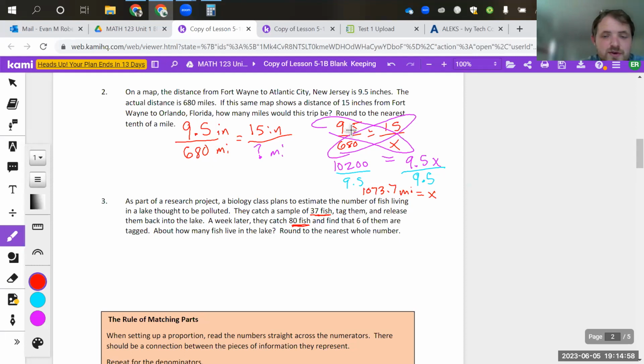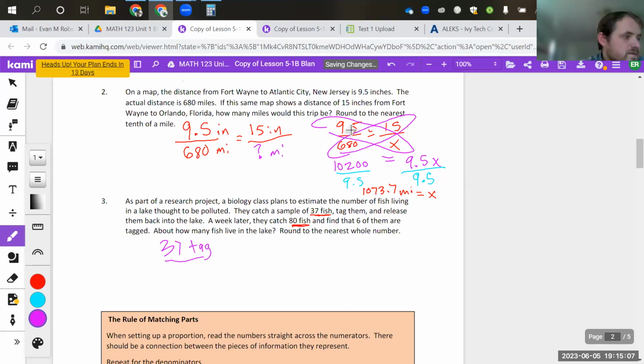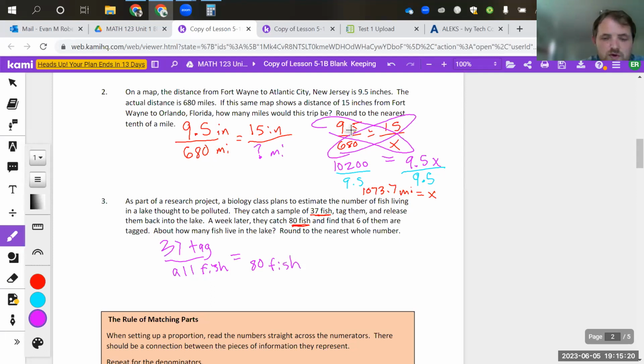there's 37 tagged fish in the entire lake out of all the fish. And when they caught a total of 80 fish, again, that total would be in the bottom. 6 of them were tagged. Okay. Now what's hard about the fractions here is that this is one way to do it.